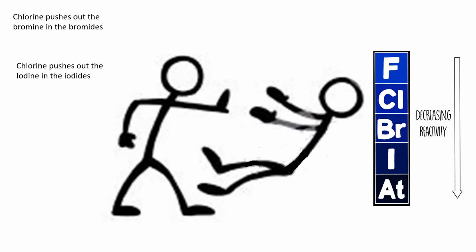Okay, so the chlorine pushes out the bromine in the bromides because chlorine is more reactive than the bromine in the bromides. The chlorine pushes out the iodine in the iodides because the chlorine is more reactive than the iodine.